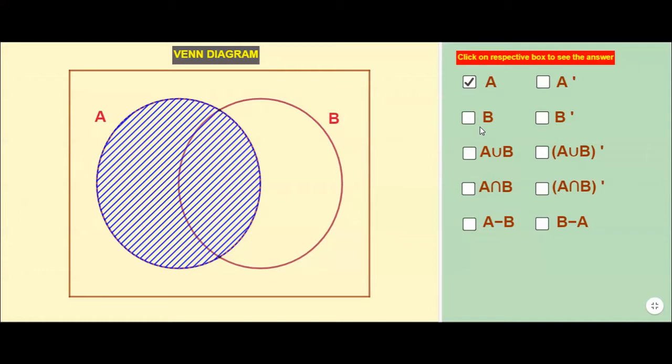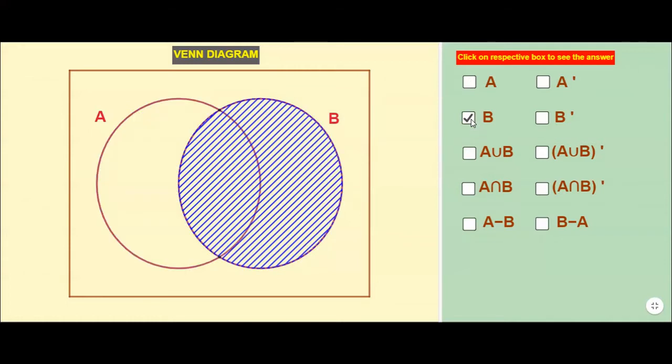Now when I click on the option B, I get a shaded portion which covers the circle to the right, which represents the set B. So this is the Venn diagram representing the set B. Now let us move to A dash.